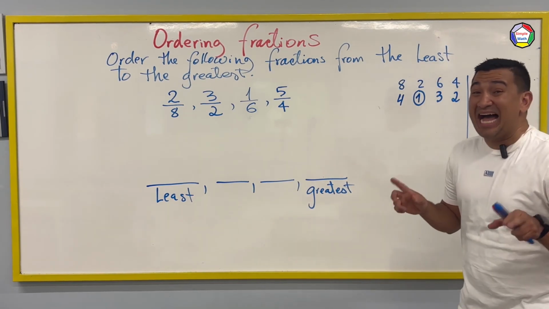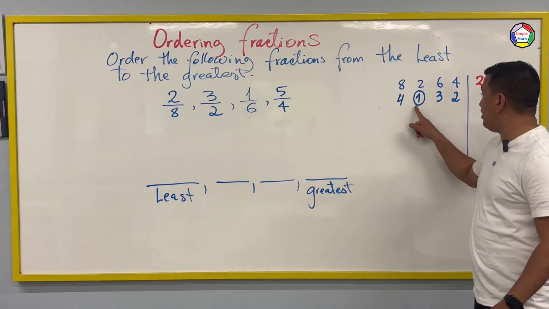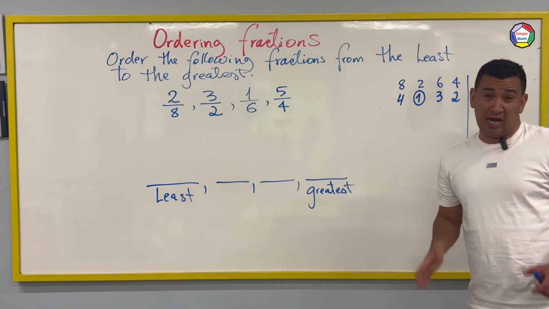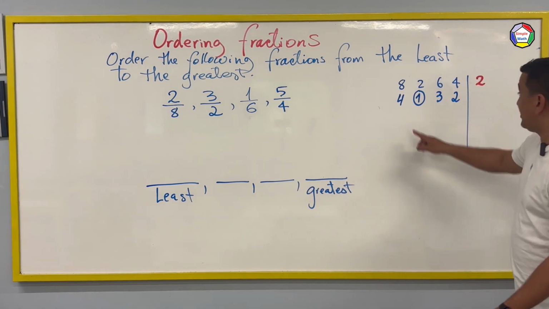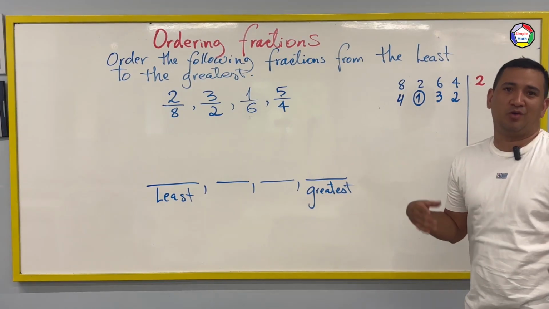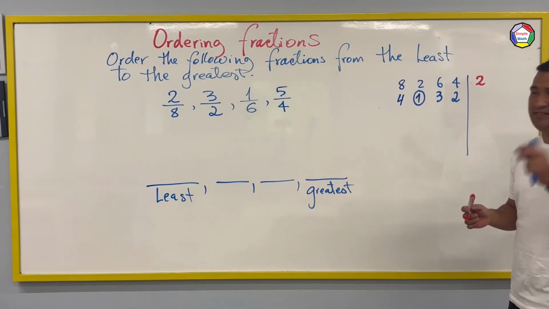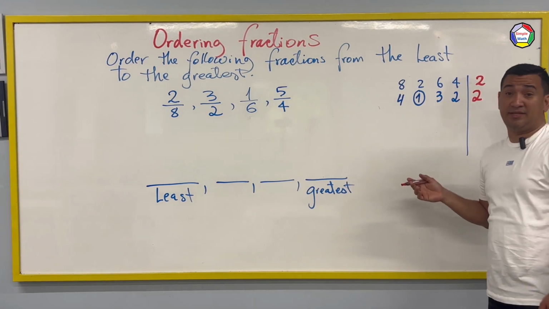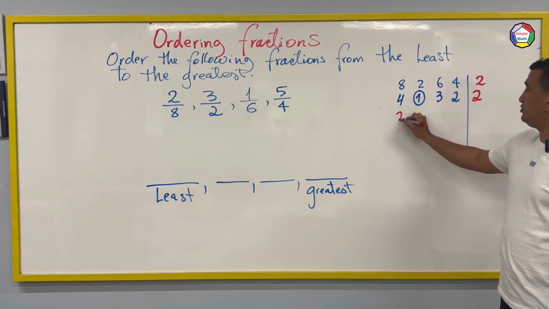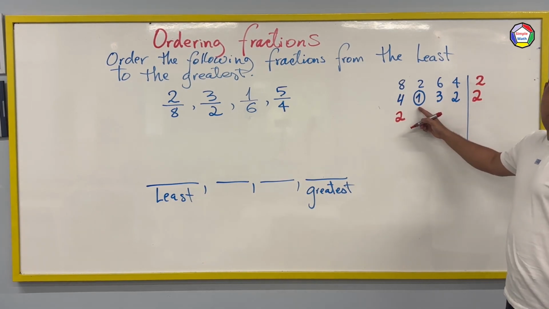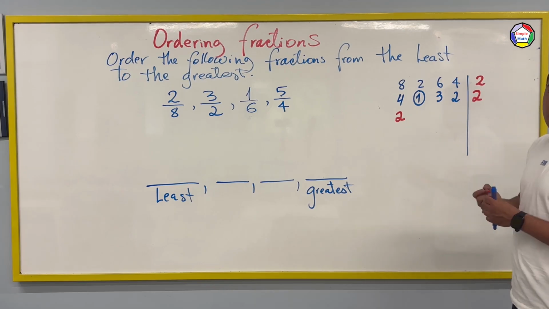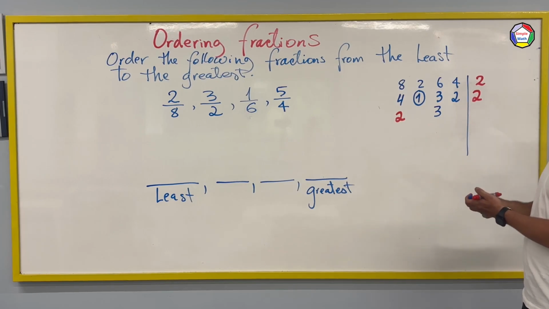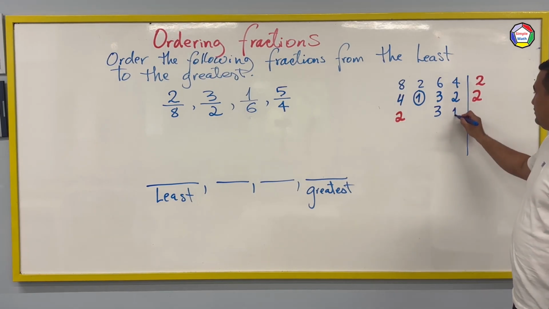So the question is, at least one of these numbers is divisible by 2. I always begin with 2. The answer is yes. Actually, this one and this one. We have more than one, but one is enough. So I write a 2 here, and I start dividing those numbers that are divisible by 2. 4 divided by 2, 2. 1 is not necessary. Is 3 divisible by 2? No. I repeat it again. 2 divided by 2, 1. 2 divided by 2, 1.